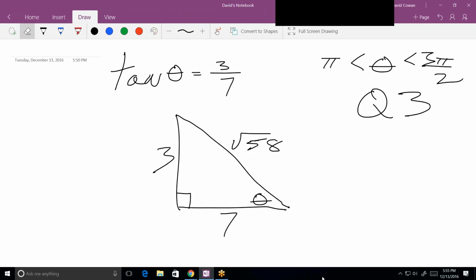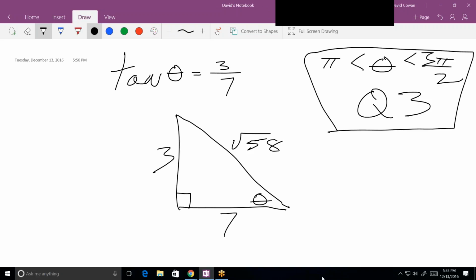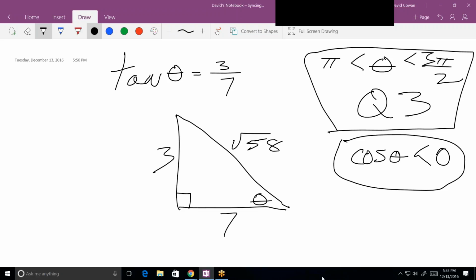If I didn't have this information over here, then all 6 of my trig functions would be positive. I would just consider them all to be in the first quadrant. So when they give you this additional information, and sometimes this information doesn't come like that. Sometimes, say the cosine of theta is less than 0. Well, there's only one quadrant where the tangent is positive and the cosine is negative, and that's the third quadrant. So this might be the only additional information they give you instead of up there.